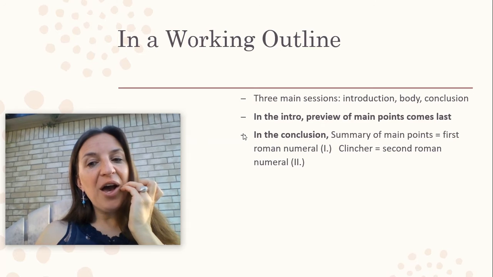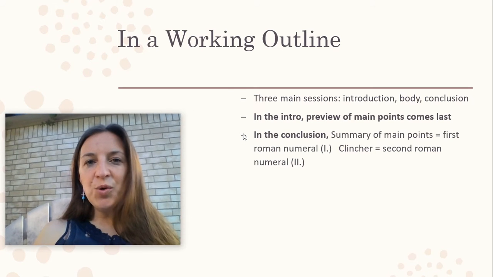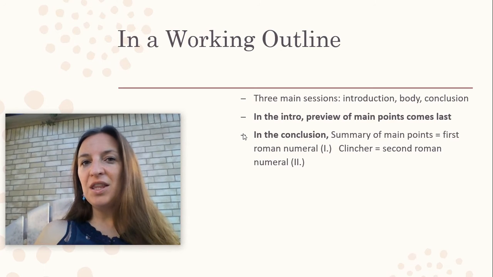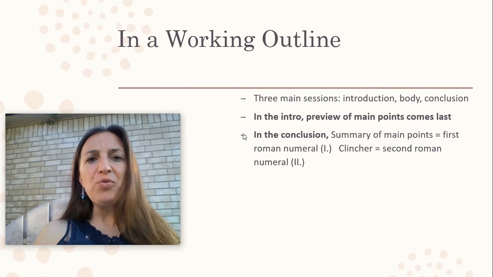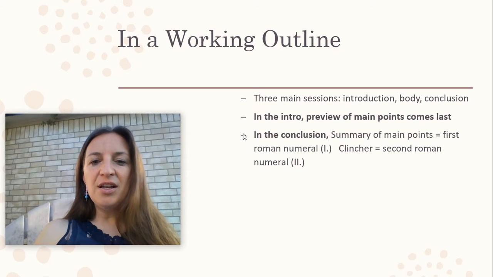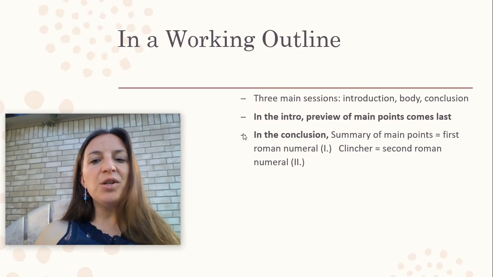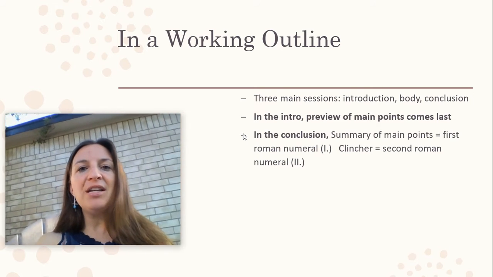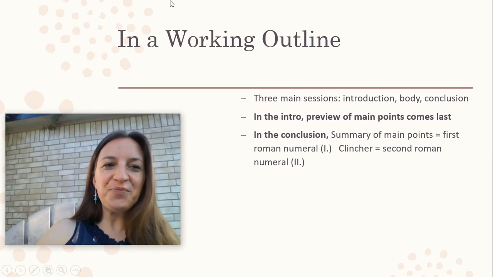In the conclusion, you have both a summary of your main points, and then you end with a clincher. So the intro and conclusion are bookends to each other. The intro begins with an attention getter and ends with previewing the main points. Your rhetorical purpose should be clearly stated in that intro as well. Your conclusion may restate the rhetorical purpose. It's going to review your main points, and it's going to end with a clincher. So with the bookends, you should begin and end with something really catchy.